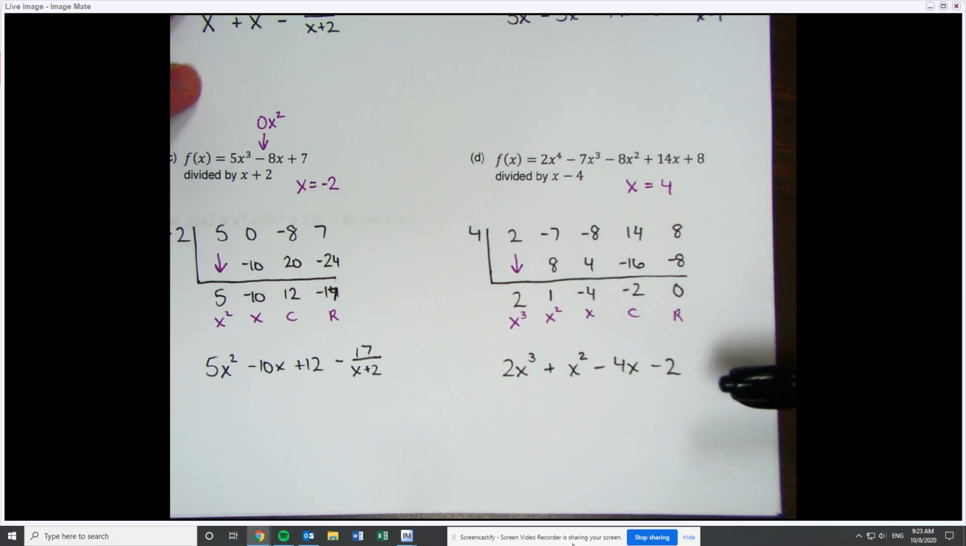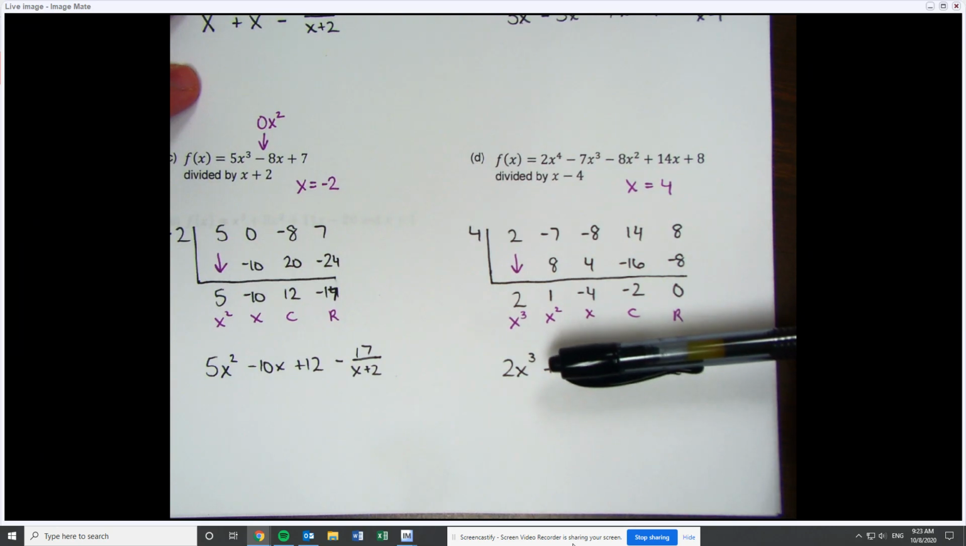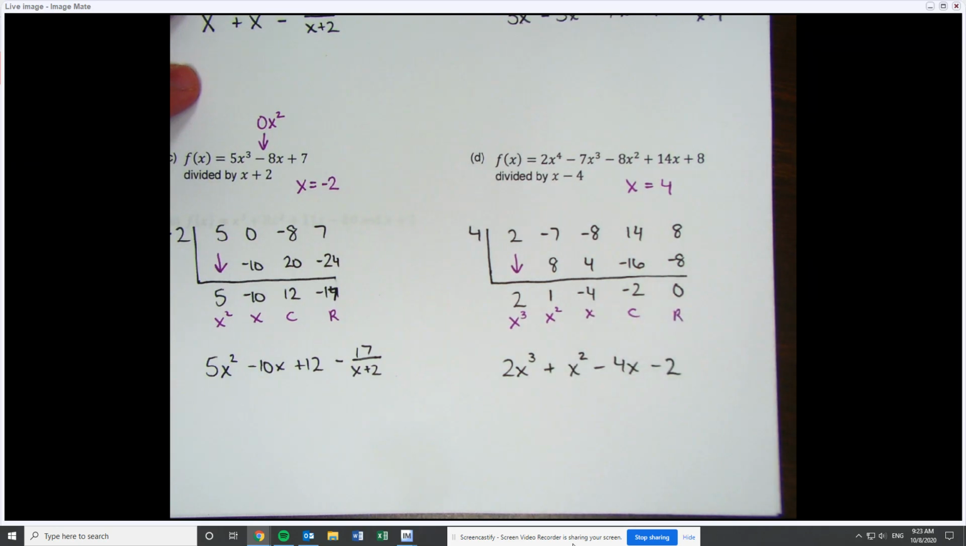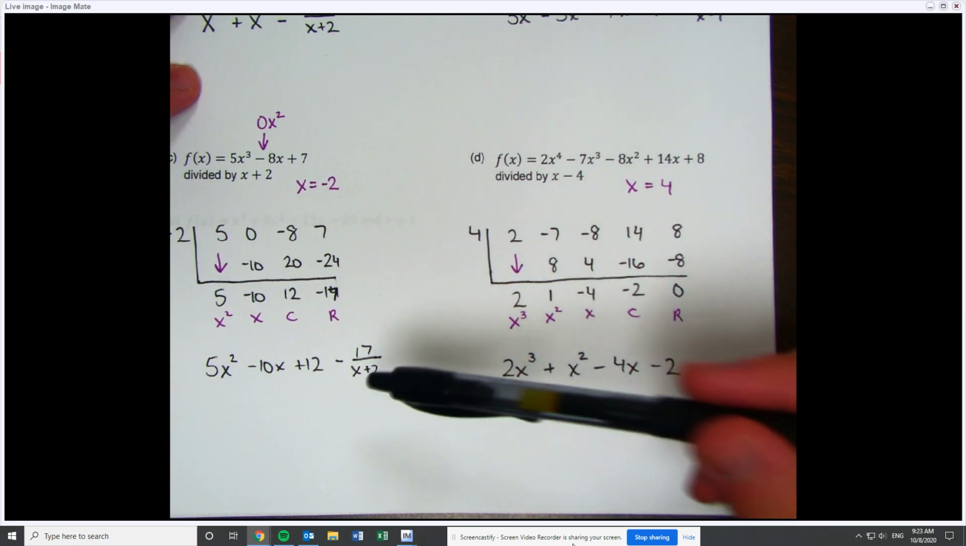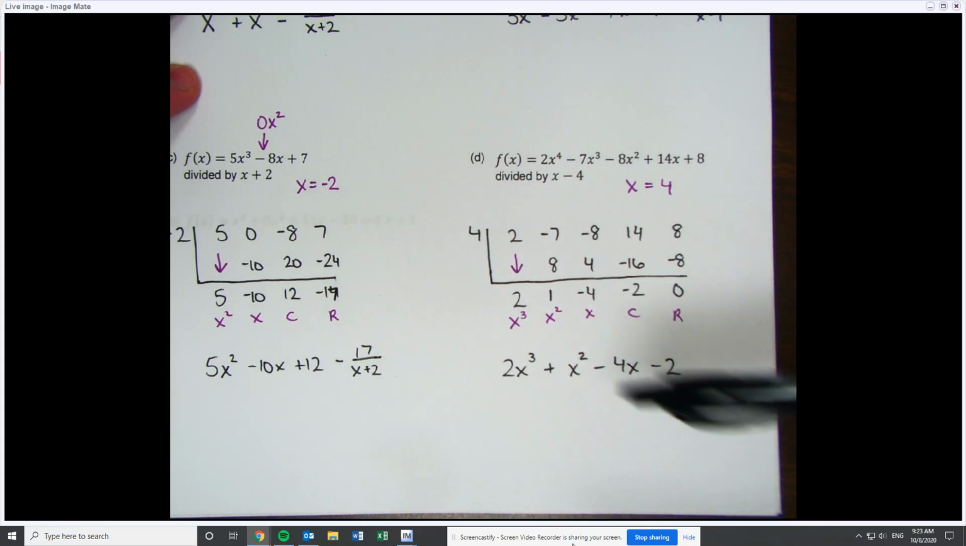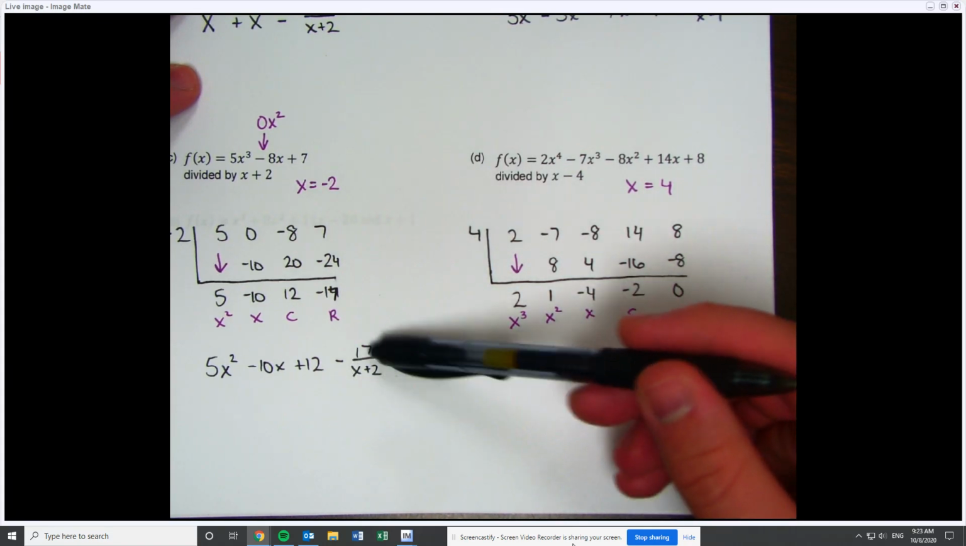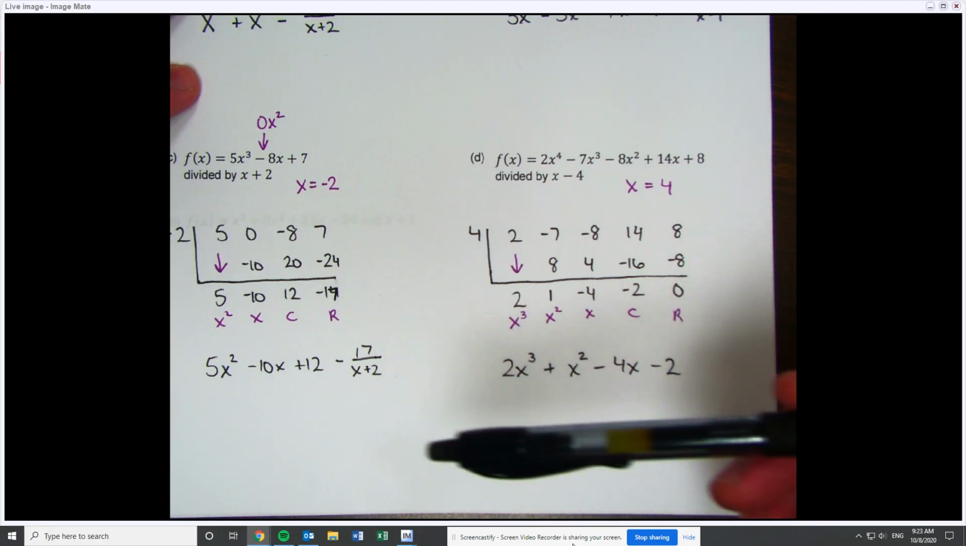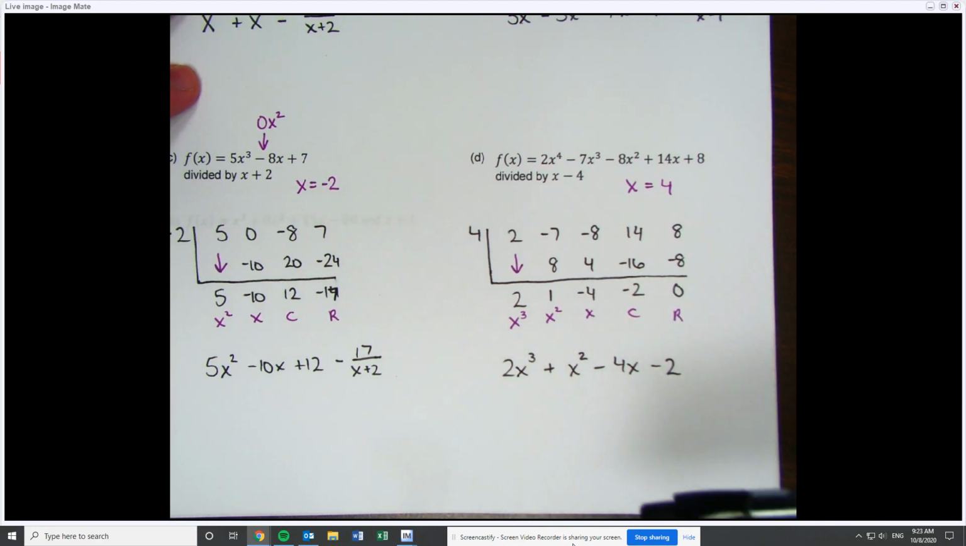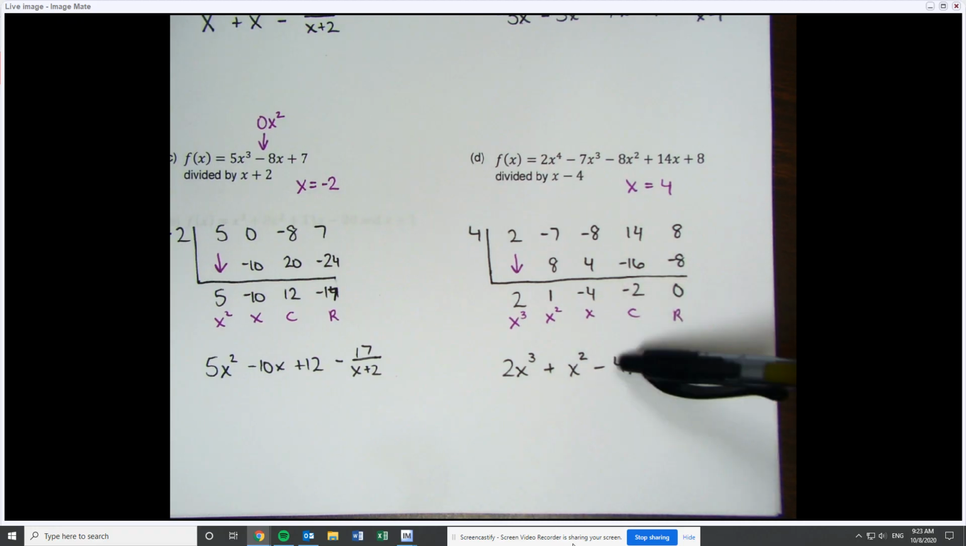I know it's a polynomial because I don't have any negatives or fractions in the exponent. All these other ones have not been polynomials because this doesn't count. If I'm ever dividing by an x, that's no longer a polynomial. So the only one that gave me a polynomial out in the end was this one. All right, so hopefully you're feeling pretty comfortable now with synthetic division.